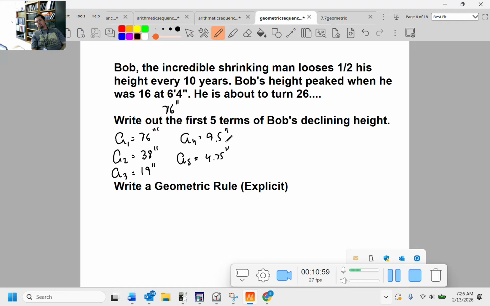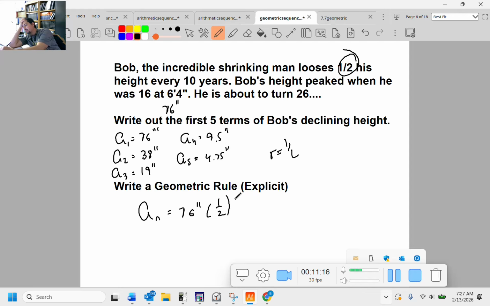All we had to do was cut it in half. Now, is this a geometric rule? It sure is, because we just figured out, by reading here, that the ratio is a half. So my explicit rule is Bob's first height, which is 76 inches, times a half to the n minus 1. Easy peasy, lemon squeezy.